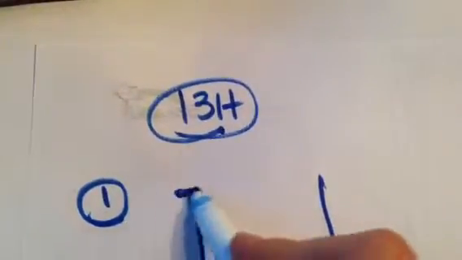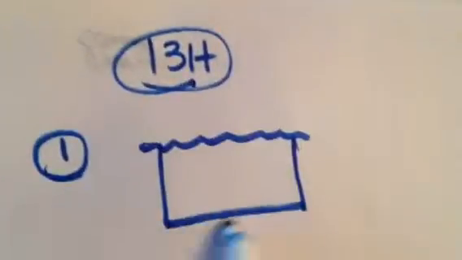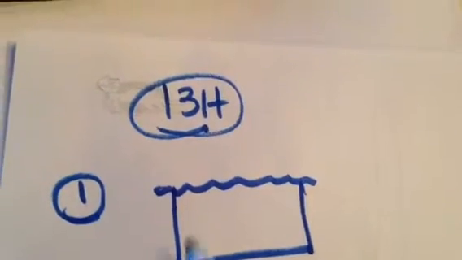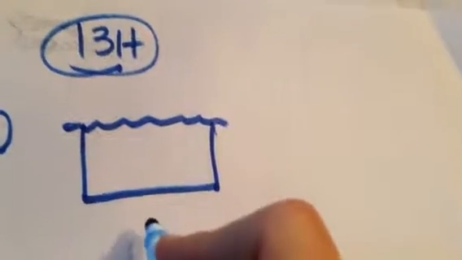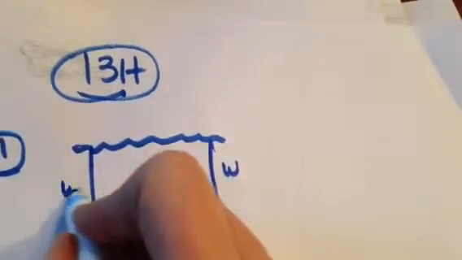Here's my garden. This fence right here was already there. That's why I'm just kind of making it a wave. Hopefully it's not really a wavy fence. But it says I've got 20 feet. I'm going to use 20 feet right here. Okay? That's not very much. That's why I was like, this is ridiculous. So, here's my length. And here's my width. I don't know what they are.